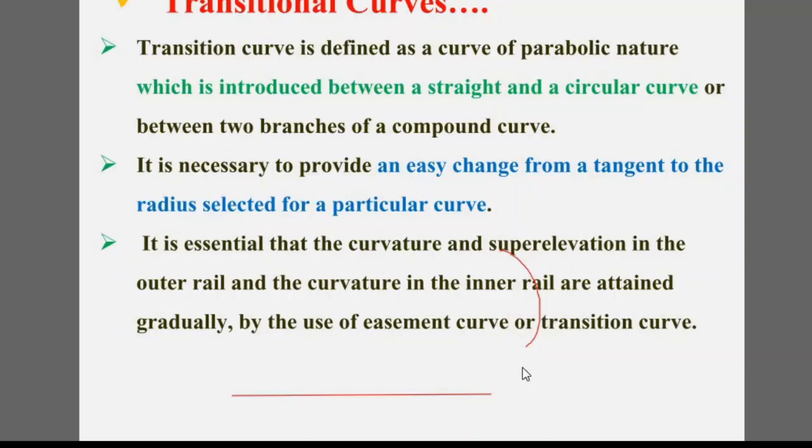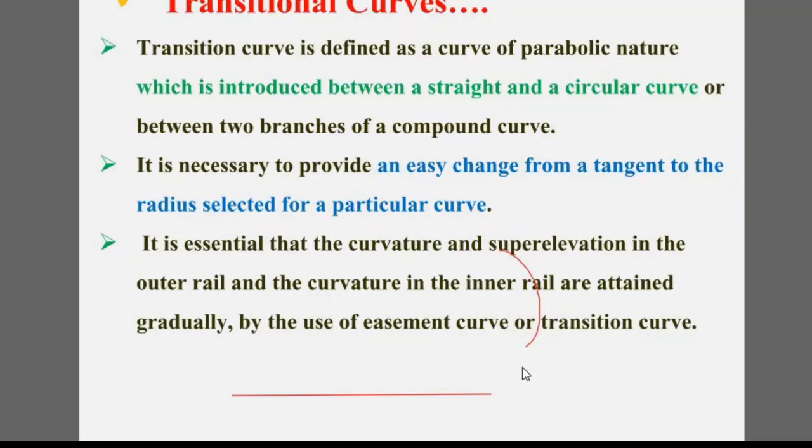So again we will see what is transition curve. It is nothing but a curve which is introduced in between a straight and a circular curve, or in between the two branches of a compound curve. It is necessary to provide an easy change from a tangent to the radius selected for a particular curve. The transition curve should be so that, see, this is a straight line, this is a circular path. If we draw a tangent here, then the curve should be provided, it should be tangent to the straight line too.